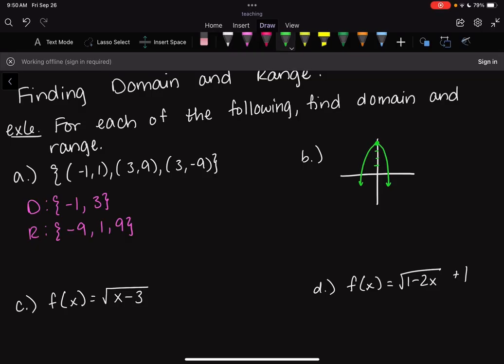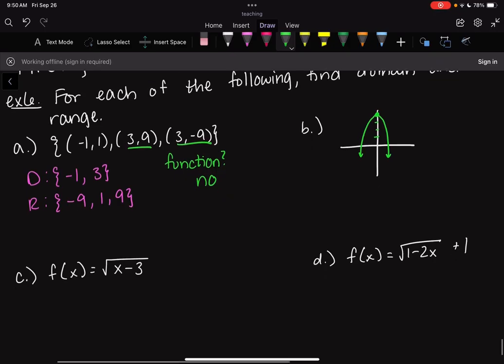And then let me also ask you, is this a function? Think of it yourself. No, it is not a function. And the reason is because I have the same x value going to different y values. So that is not a function. That's just a relation.